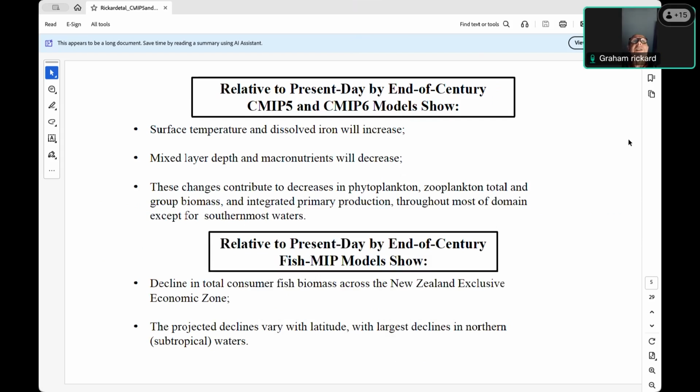Basically, we see that there are strong declines in all biomass around New Zealand. Of course, the confidence in these features goes down. So we have the highest confidence in the physical variables, then less in the biogeochemical, and then the FishMIP ones least. But still, they give you indications of what kind of systems you might be seeing.